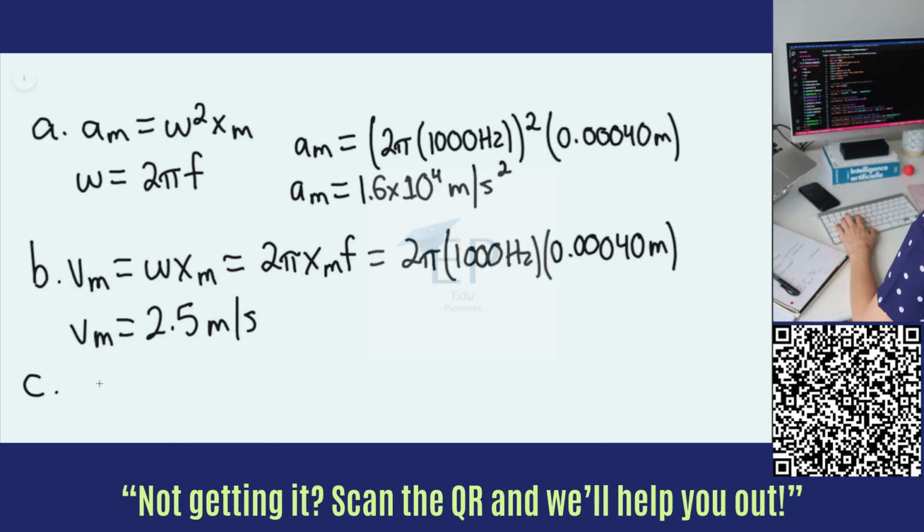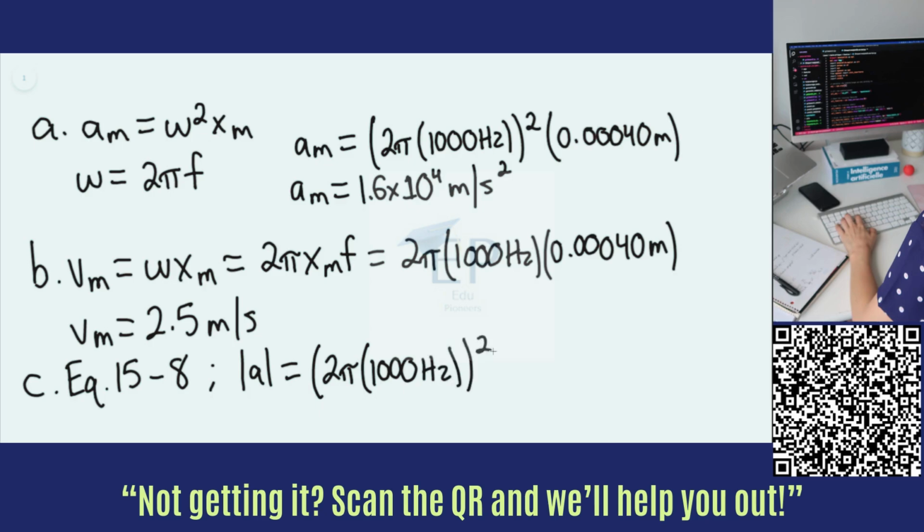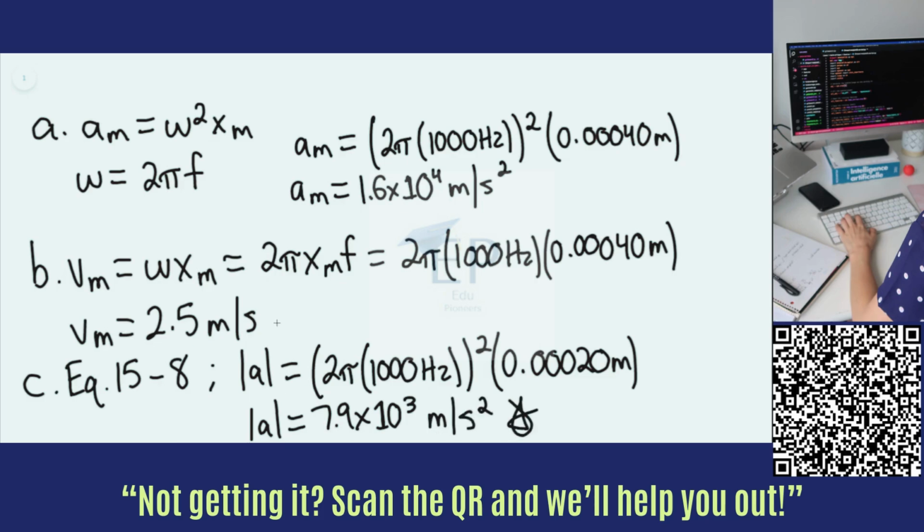For part C, we're going to use equation 15.8, and we have the absolute value of the acceleration would equal 2 pi times 1000 hertz quantity squared multiplied by 0.00020 meters, and this is giving us 7.9 times 10 to the third meters per second squared. So this is your answer for C, your answer for B, your answer for A.